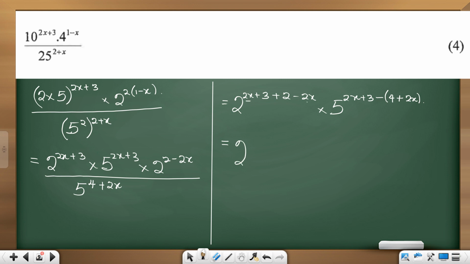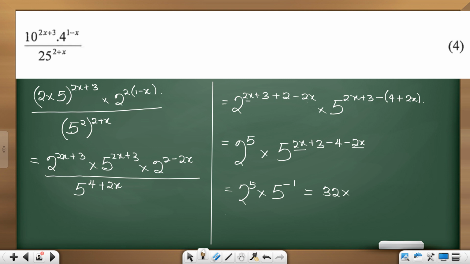2x minus 2x will give me 0. 3 plus 2 would give me 5 times 5 to the power 2x plus 3 minus 4 minus 2x. 2x and minus 2x would also go away. 5 to the power 3 minus 4 is negative 1.